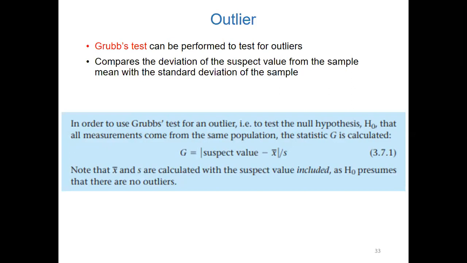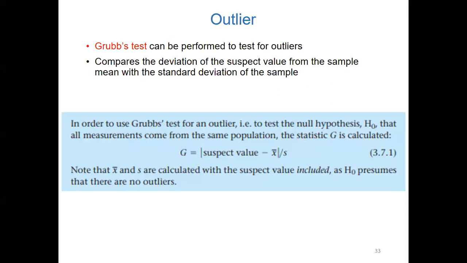And note that mean and standard deviation are calculated with the suspect value included. Because in the null hypothesis, we assume that all the measurements come from the same population. Therefore, when you calculate the mean and standard deviation, you should include the suspected value. We don't know whether it is an outlier yet. Therefore, we have to include that suspicious value when we calculate the mean.